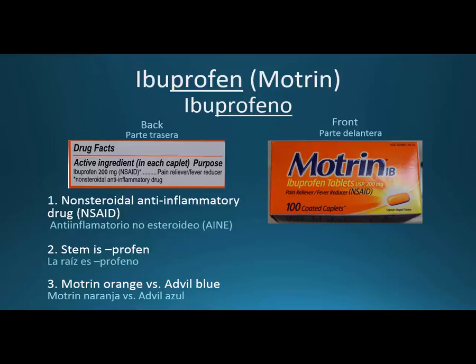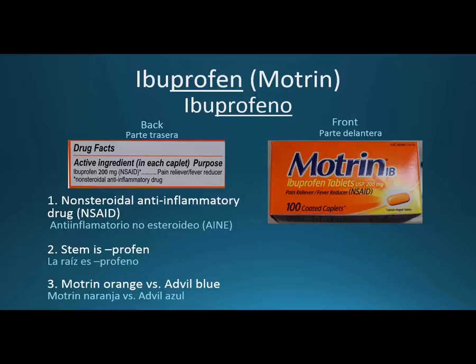Motrin, I think I had mispronounced earlier. The I is pronounced as an E in Spanish, so Ibuprofeno, Motrin. So that's a big difference between English and Spanish. Spanish is going to break at the vowel, and English is going to break at the consonants. Ibuprofeno is not right, it's Ibuprofeno.